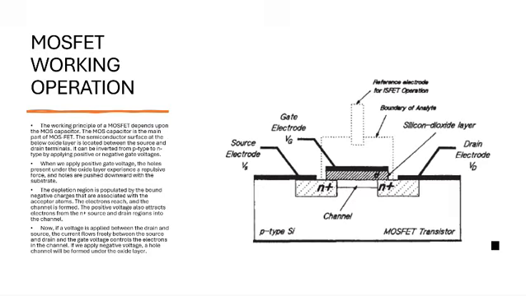The gate voltage controls the current. A hole channel will be formed under the oxide layer.